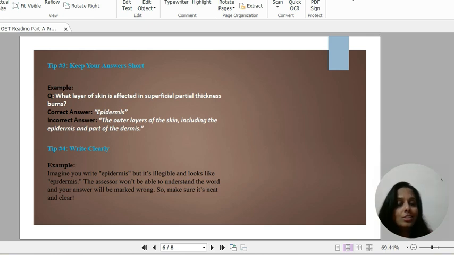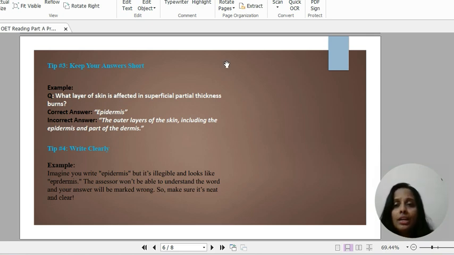And let's move on to the third tip. Keep your answers short. Yes, you only need to provide the essential information. Your answer should generally be between 1 and 3 words. In fact, they will give you an answer in a word or 2 words or 3 words or a phrase. Avoid writing extra details or full sentences.